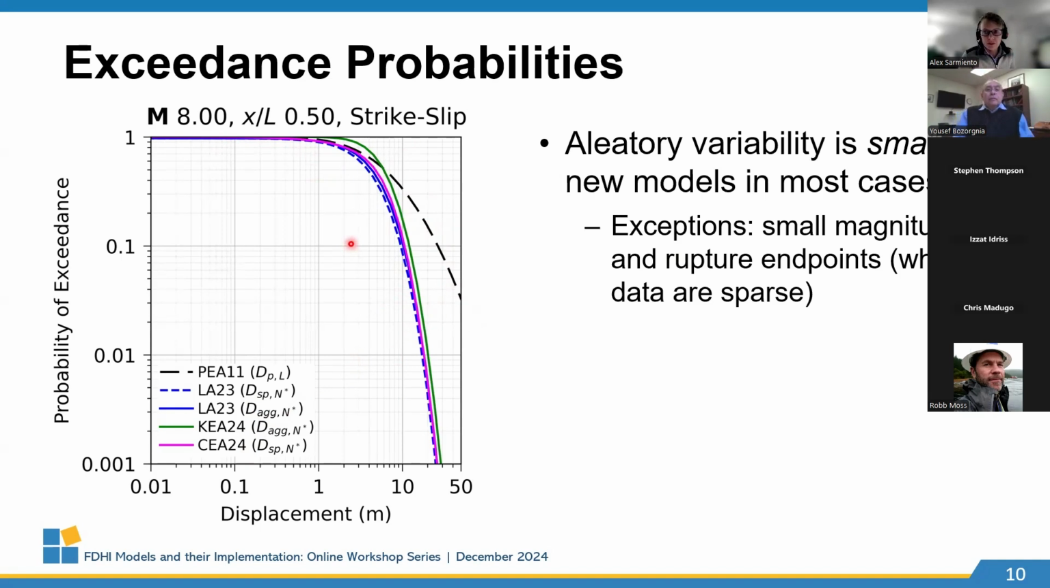The aleatory variability is smaller in the new models in most cases. There are some exceptions, like smaller magnitudes or at the rupture endpoints, but generally we're seeing smaller aleatory variability.